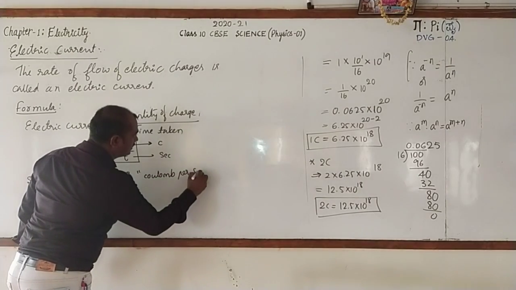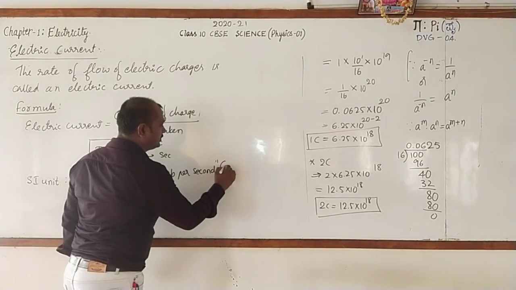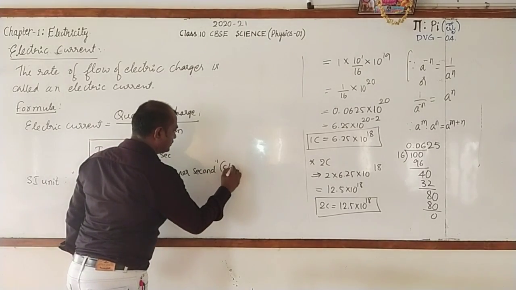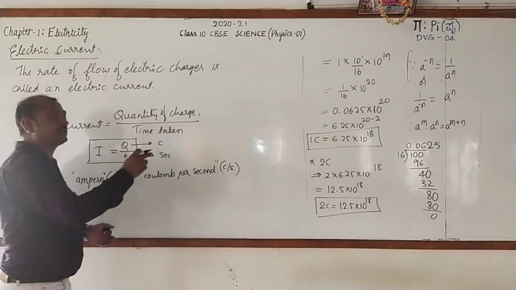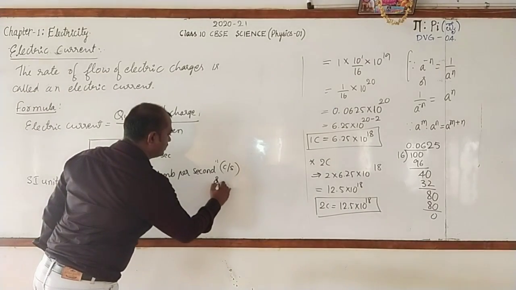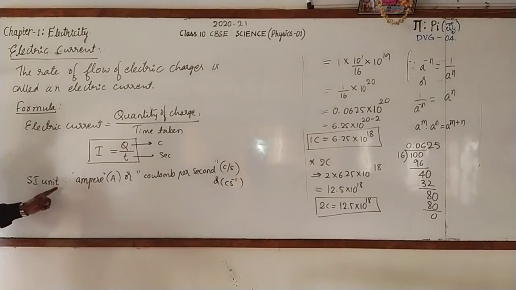Coulomb per second. And symbolically, it can also be written as C S raised to the power minus 1. So this is the SI unit.